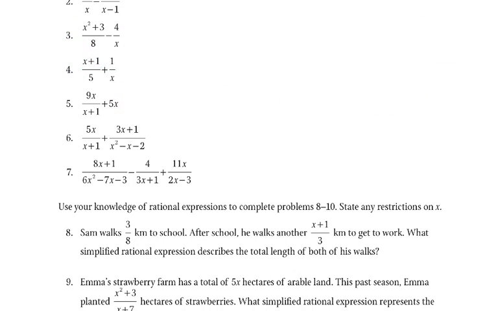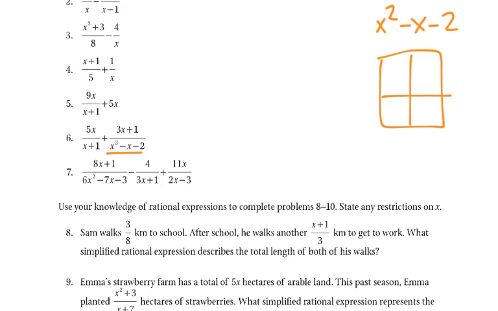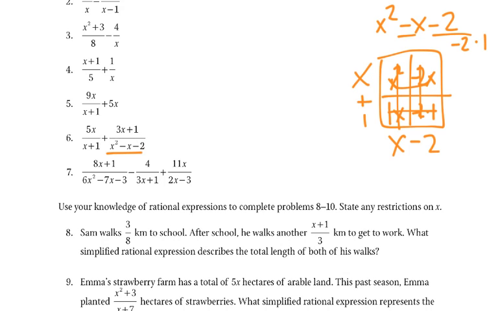Okay. Now, number 6 gets a little bit more crazy. Okay, whenever you're given these guys, let's use the area model, the box method, to simplify that. Factors of negative 2 that would add up to negative 1. How about negative 2 and 1? Correct. Negative 2 times 1, negative 2x, 1x, x squared. Pull out an x, pull out an x, pull out a negative 2, pull out a positive 1.